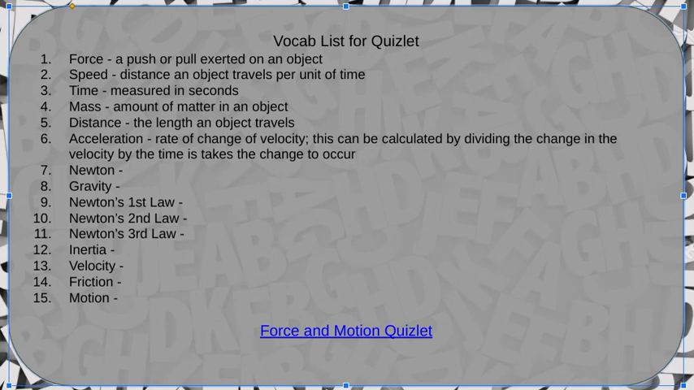A Newton. This is a measurement of force. So when we're measuring force, the unit is going to be a Newton.